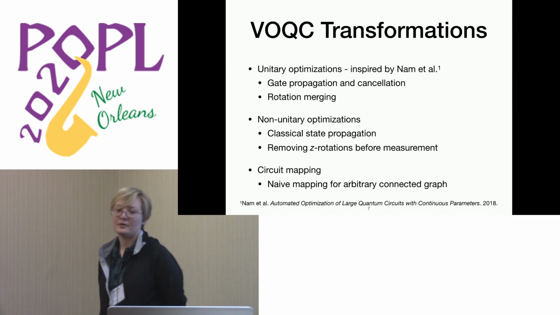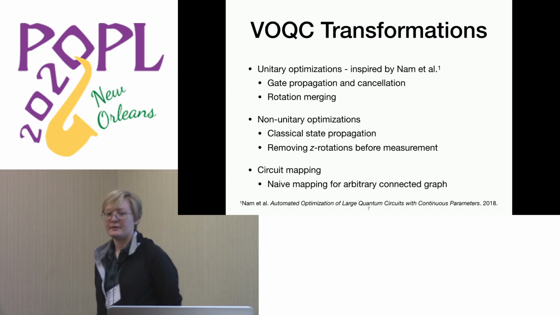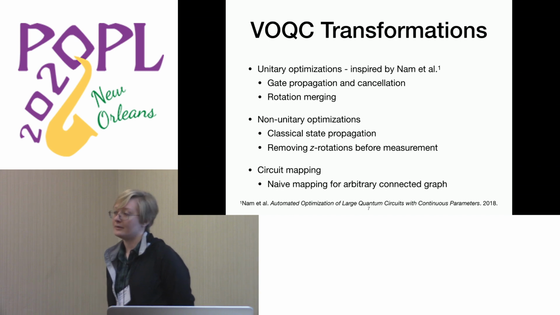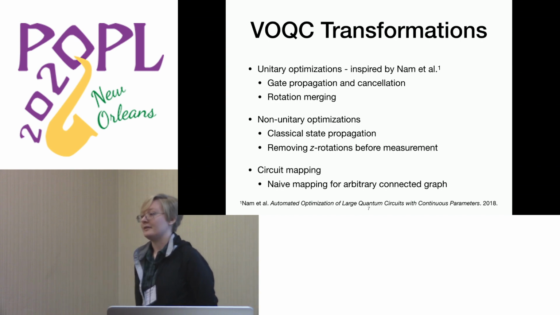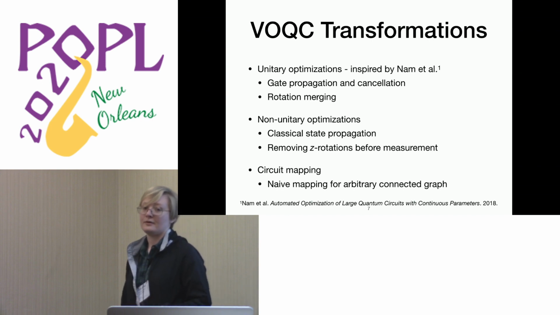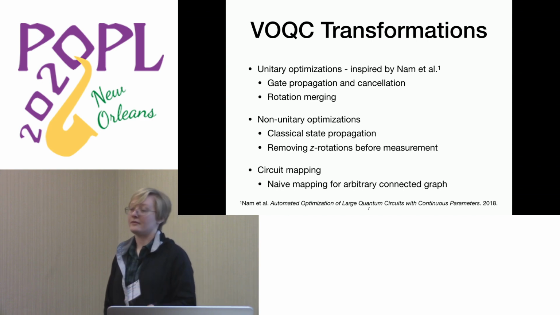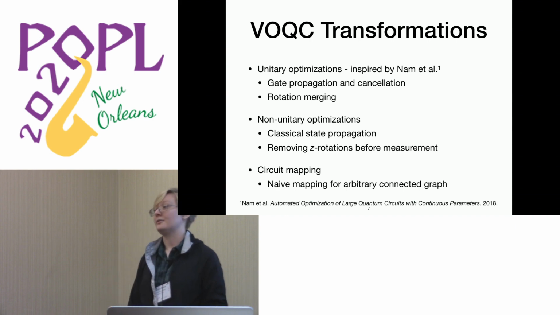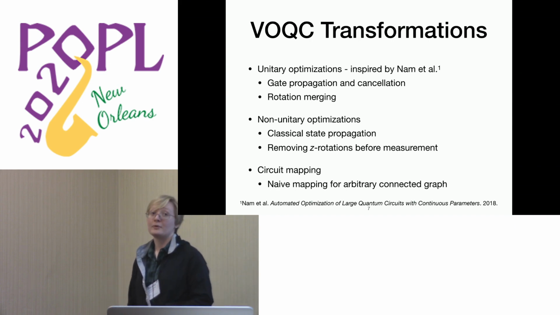We also have a few non-unitary optimizations. Probably the fanciest is classical state propagation. So you saw that our measurement is a conditional branch. So if you're in the branch where you measured the qubit to be in the 0 state, then you know that if you measure it again without doing any more operations, you're still going to get 0. And you know that if you do a controlled NOT with that qubit as the control, that's equivalent to a no-op, so you can remove that gate from the program. We also have a pass that removes Z rotations before measurement.